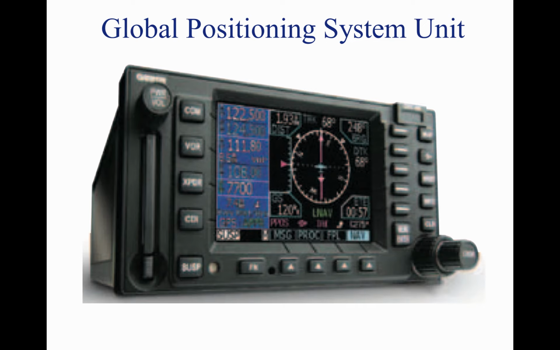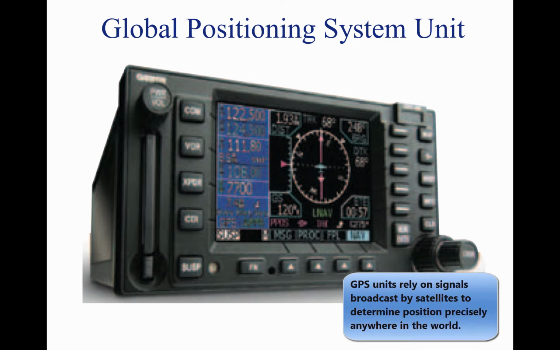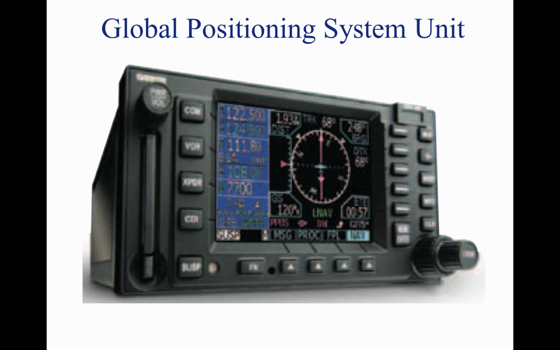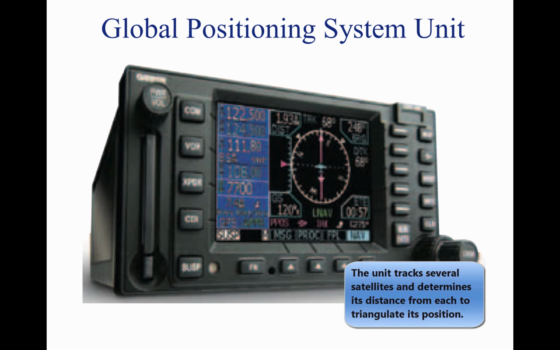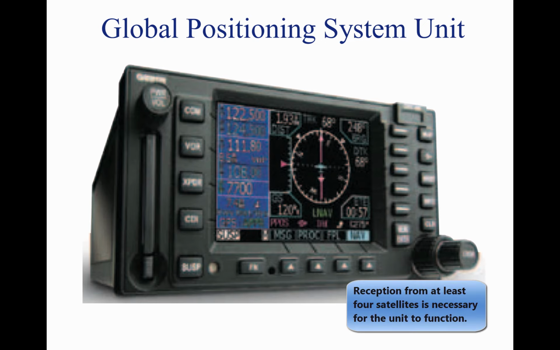The GPS navigation system broadcasts a signal that is used by receivers to determine precise position anywhere in the world. The receiver tracks multiple satellites and determines a pseudo-range measurement to determine the user location. A minimum of 4 satellites is necessary to establish an accurate three-dimensional position.